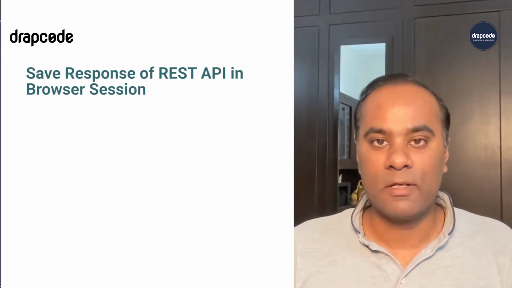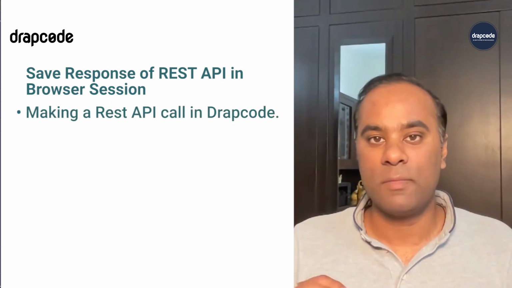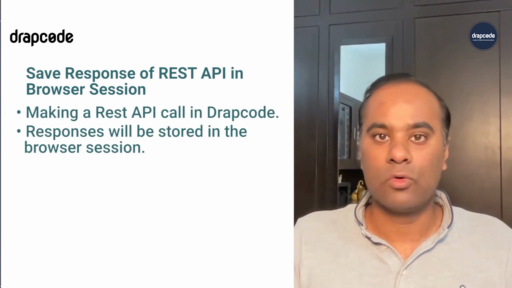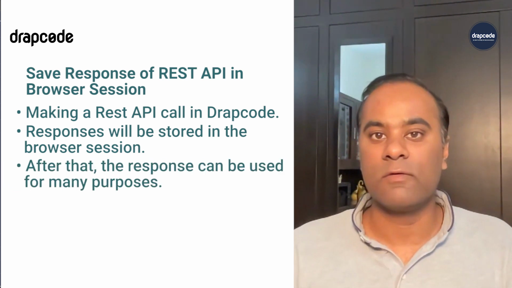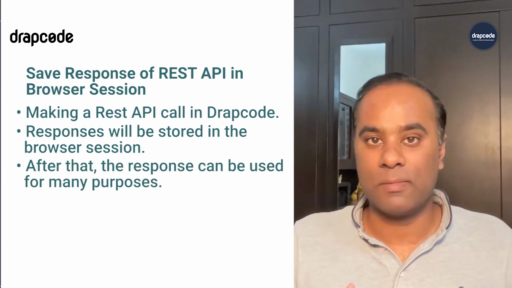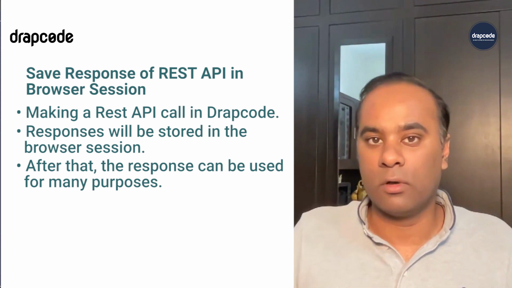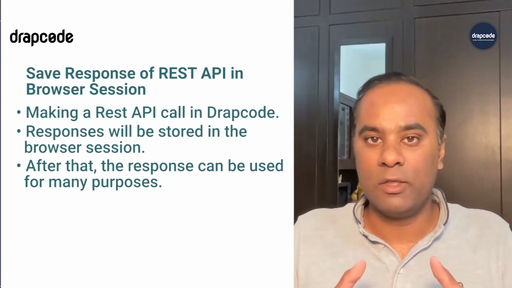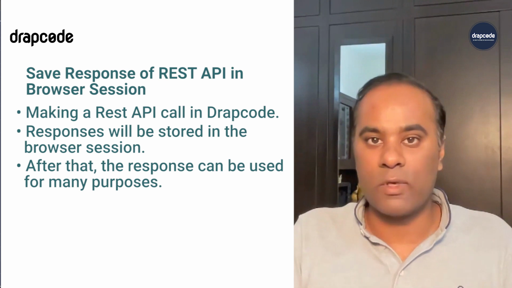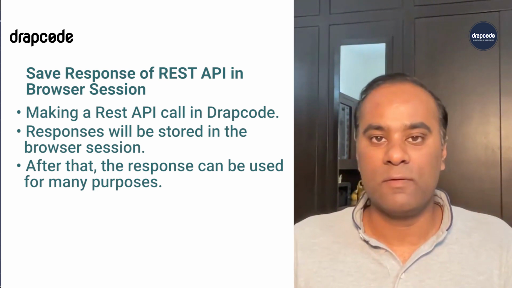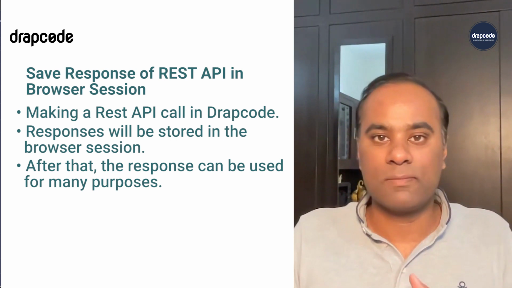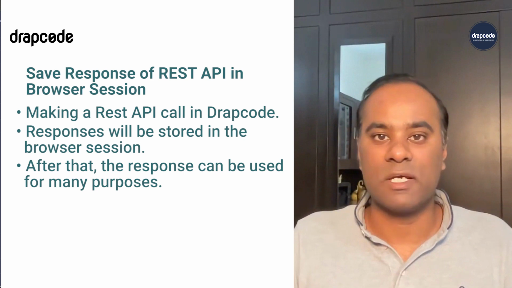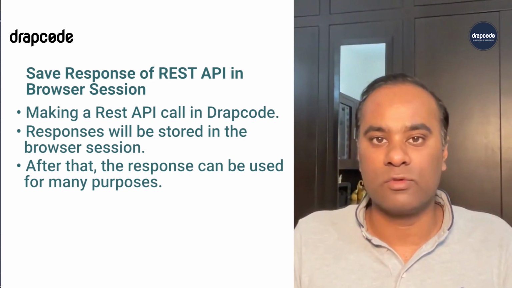In this video, we will understand how to make a REST API call from DrapCode and store the response in the browser session, so that after that you can use it for different purposes, like displaying it on the UI, storing it in a database, or using that response as a request for another API. We'll cover all those things in other videos. In this video, we will just see how to make an API call and store whatever response comes from that API in the browser session so that you can reuse it for different use cases.